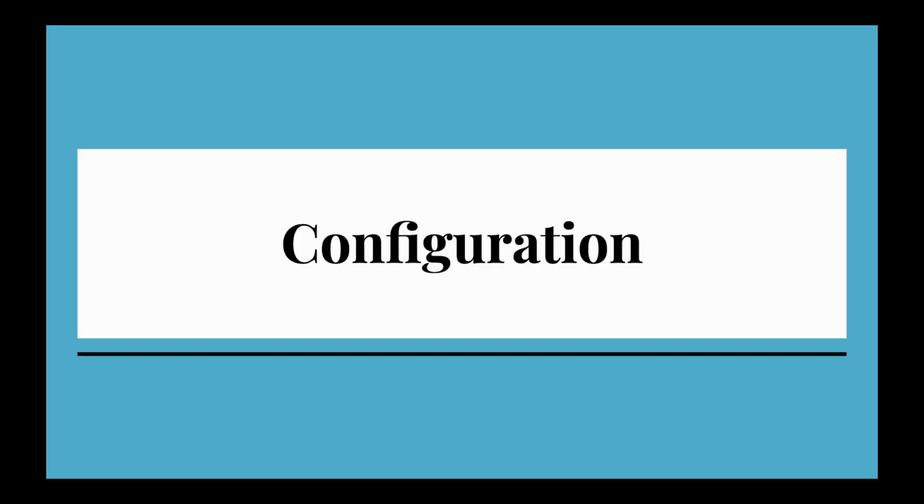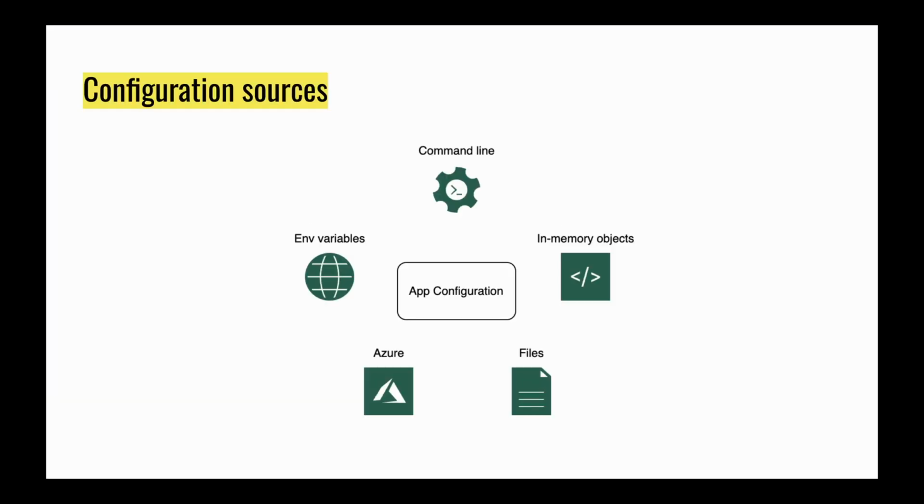Configuration. An important role in the program is played by the configuration, which determines the basic settings of the program. An ASP.NET Core application can obtain configuration settings from the following sources: command line arguments, environment variables, .NET objects in memory, files (JSON, XML, INI), and Azure. You can also use your custom sources and create configuration providers for them.